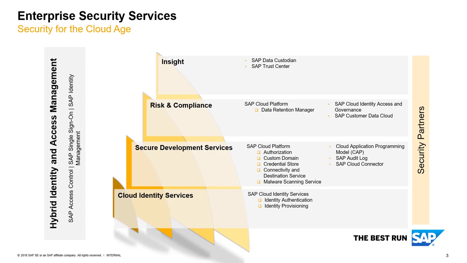First, we have the Cloud Identity Services. They provide basic capabilities for user authentication and provisioning, which is a core requirement for all integration and extension scenarios. In integration scenarios, you want to integrate SAP Cloud solutions, for example, single sign-on across SAP SuccessFactors and SAP S/4HANA Cloud.